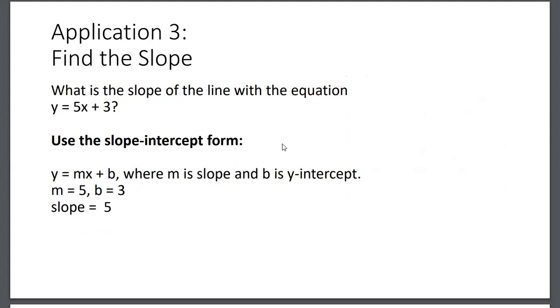Application 3, find the slope. What is the slope of the line with the equation y equals 5x plus 3? Use the slope-intercept form that we just derived on the previous slide. That's y equals mx plus b, where m is the slope and b is the y-intercept. So matching the pattern here, we see that m is 5 and b is 3, and the slope is the m, the coefficient of the x, slope is 5. Just a quick match and get your answer without any calculations at all.